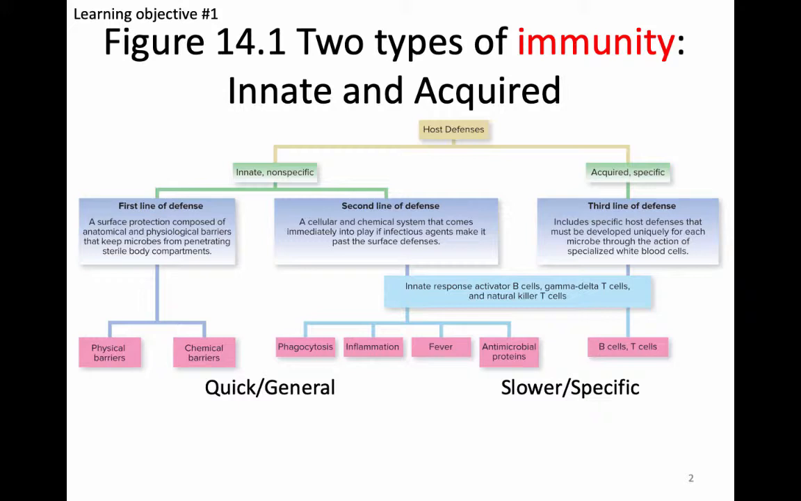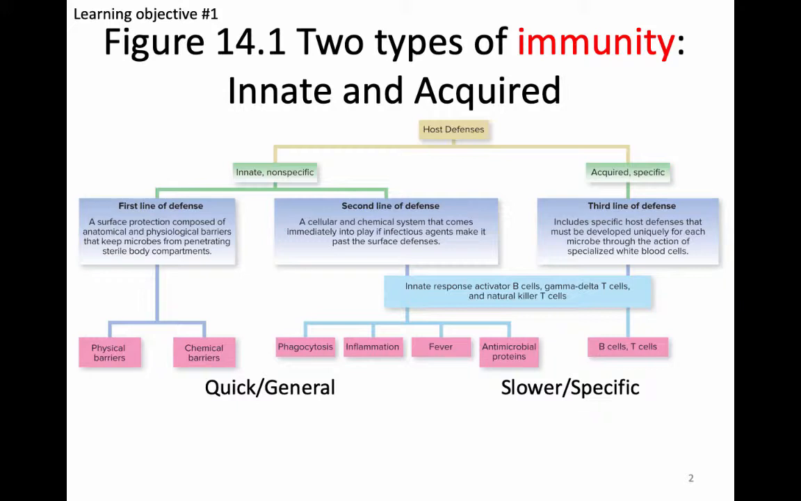They are the host's defenses. And we have two arms of immunity. In Chapter 14, we'll discuss innate or nonspecific immunity, which is comprised of the first line of defense and the second line of defense. In Chapter 15, we'll discuss acquired or specific immunity, which is comprised of the third line of defense.